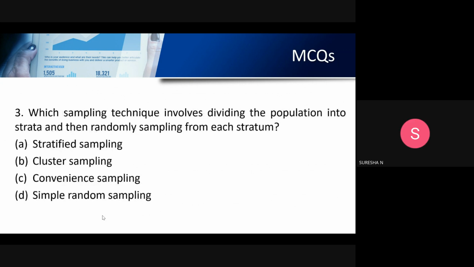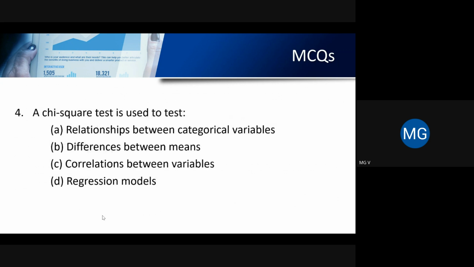Yes. Which sampling technique involves dividing the population into strata and then randomly sampling from each stratum? Stratified sampling, cluster sampling, convenience sampling, or simple random sampling? Stratified sampling. Yes, this is stratified sampling. So first we make strata and then randomly sample from each stratum. Stratum is singular, strata is plural.